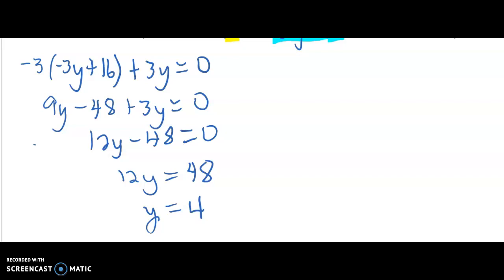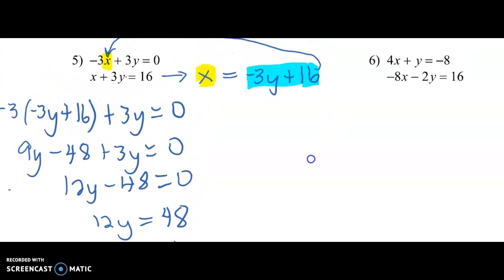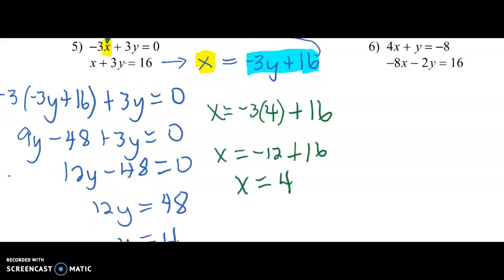We need to find out what x equals. So again, I'm going to go back to the original problem, and actually I'm going to go to the modified second equation where I have x equals negative 3y plus 16. Now I'm going to use that to help me solve for x. All right, so I get x is equal to 4. So that completes my ordered pair solution. My ordered pair solution for this system is (4, 4).